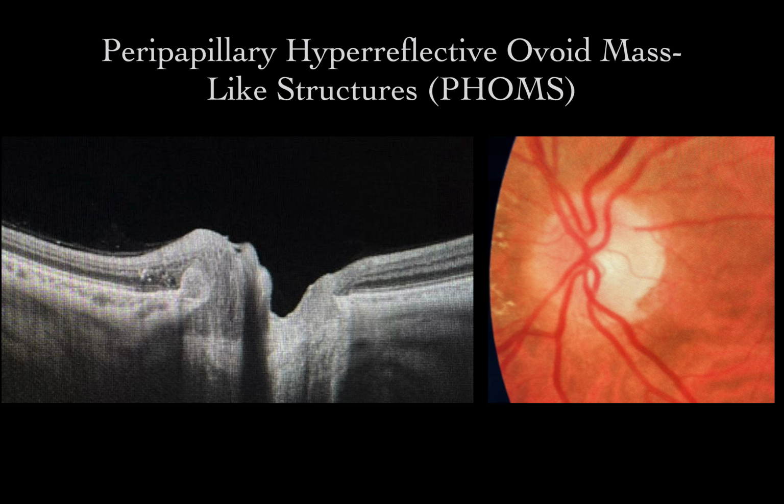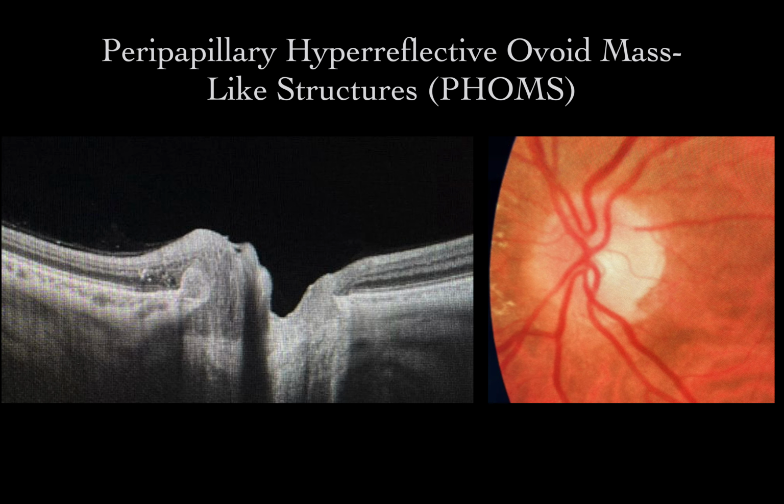Today, a short note about this condition, which was recently described and is more and more often discussed in meetings and in journals. It's called the Peripapillary Hyperreflective Ovoid Mass-like Structures, the PHOMS. You may observe here and appreciate a patient with PHOMS after a focal vascular optic nerve condition.